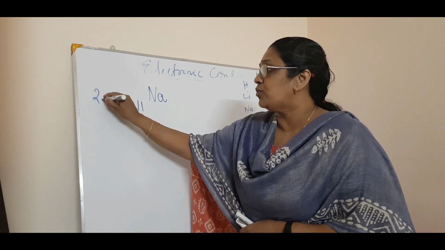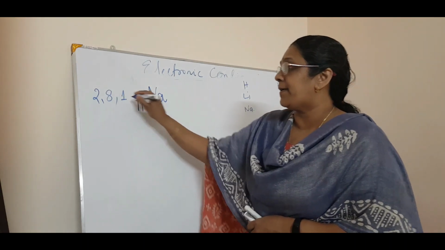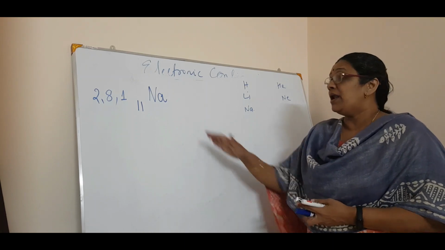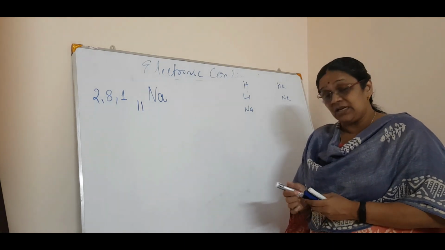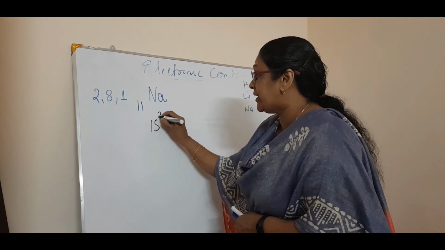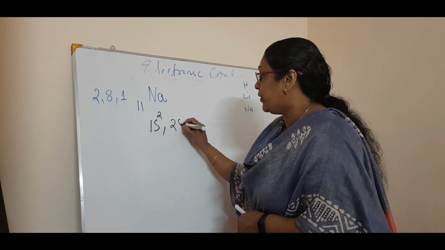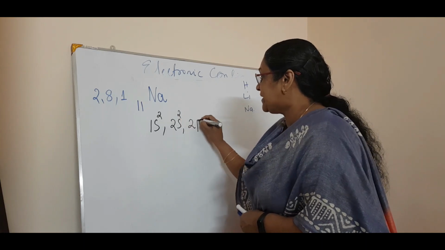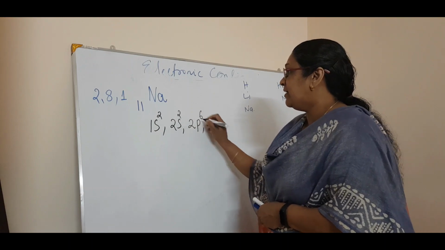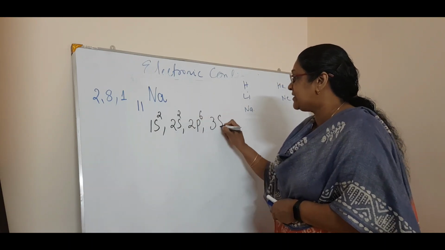Now you know 2, 8, 1. Isn't it? That is the electron configuration you have. Now if you write the SPD notation, I can write 1s2, 2s2, 2p6. So count it. 2, 4, 4 plus 6, 10. Then one more, that is 3s1.